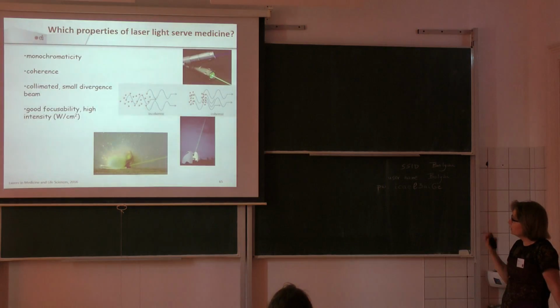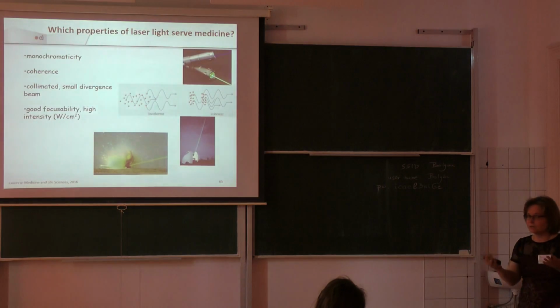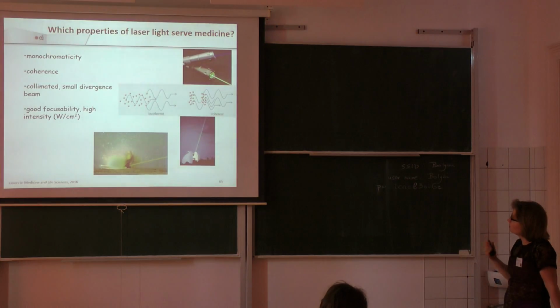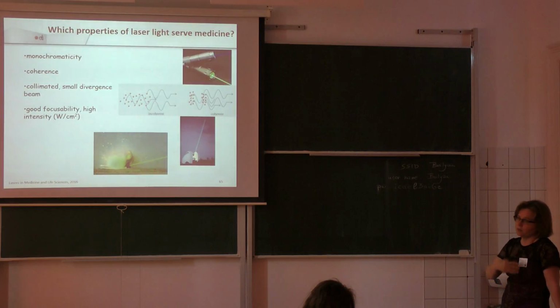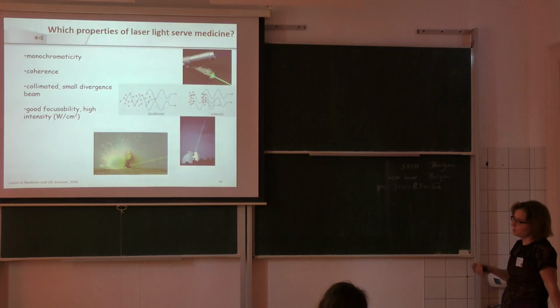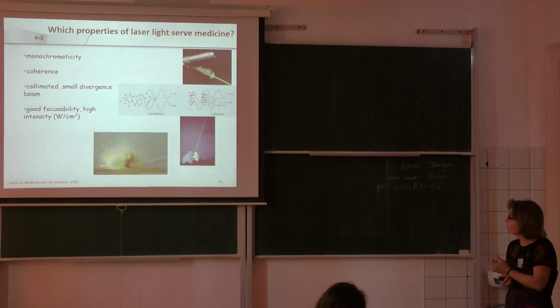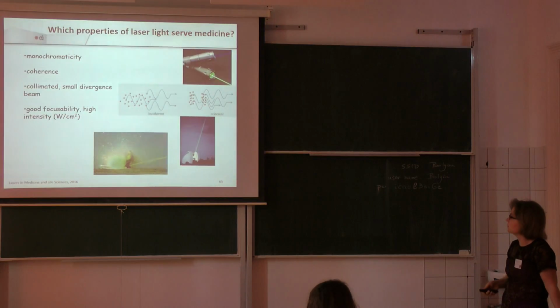So coming back to lasers in general, the properties of laser light that I told you about at the beginning of the talk are monochromaticity, coherence, collimation, and good focusability, which make a distinction between laser light and ordinary light. And I'm going to give you examples of why these properties of laser light are really beneficial to be used in medicine.